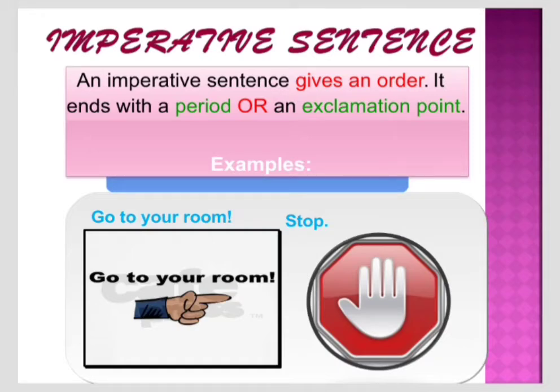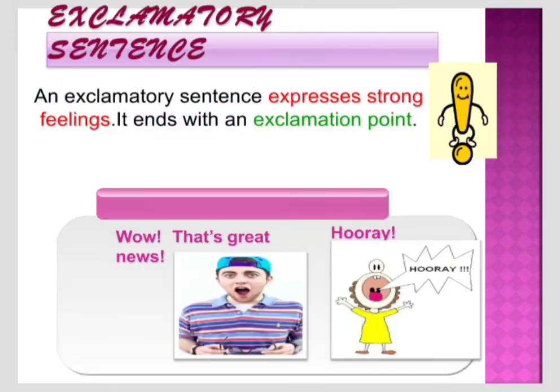Okay, and you have to remember that an imperative sentence can end with a period or an exclamation mark. A period means a full stop. Proceeding to the next category of the sentence, which is an exclamatory sentence. So what are exclamatory sentences?